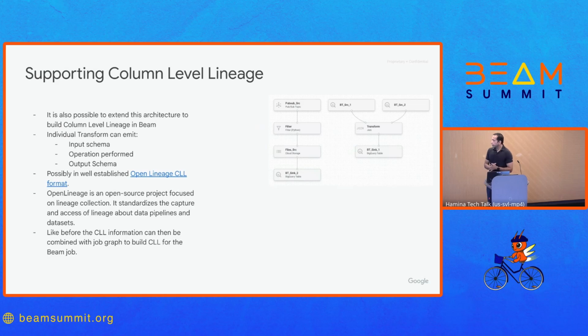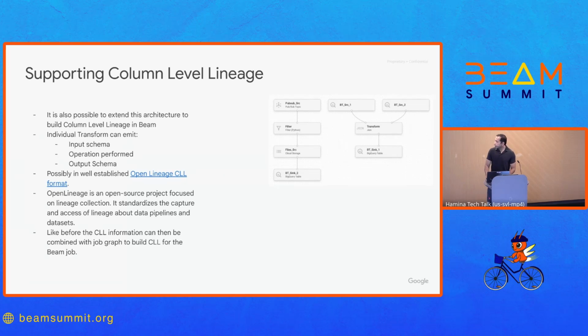So currently in Beam, what we have added is support for tracking asset level lineage in a couple of IOs, and we use that on Dataflow to capture all the lineage and report it to Dataplex. It's also possible to build upon the existing architecture and support column level lineage, where the individual transforms can emit the input schema and the output schema of the transformation and the operation which they have performed.